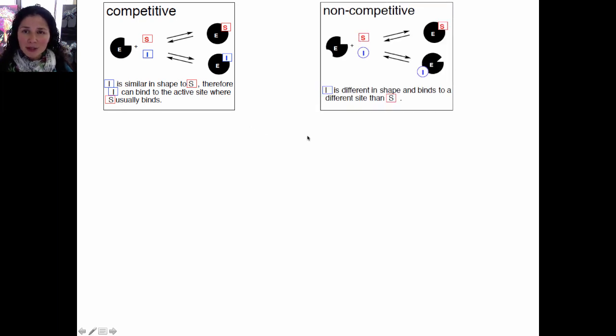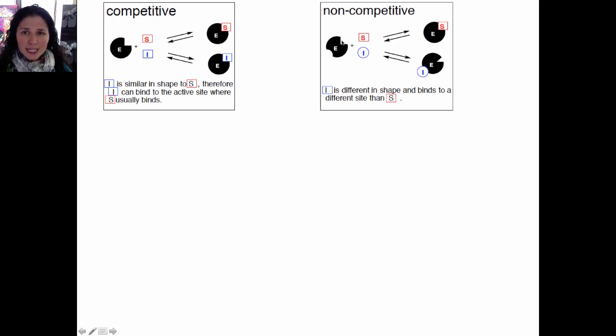The other type of inhibitor is a non-competitive inhibitor. Notice in this cartoon of a non-competitive inhibitor, the inhibitor has a different shape than the substrate, or perhaps it would have completely different functional groups. The substrate and the inhibitor in this case bind to completely different sites because the inhibitor would not fit in the same site as the substrate.